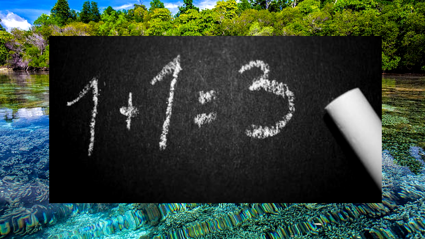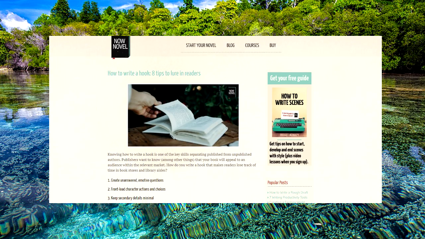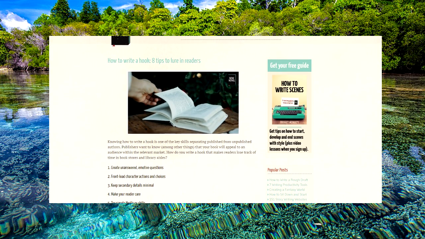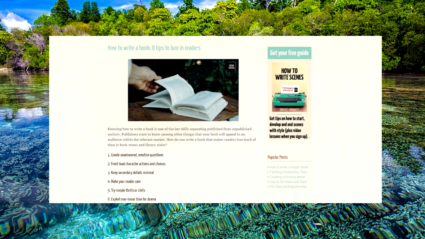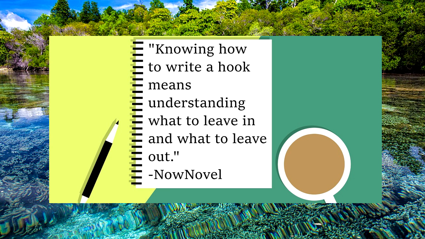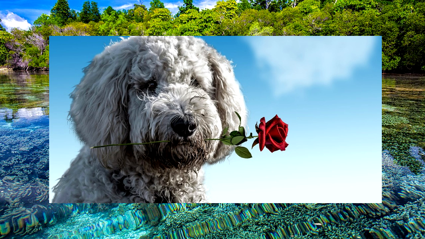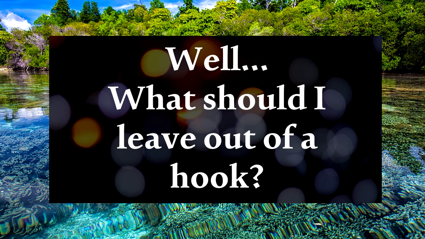So now that I've properly confused you about what a hook is, let's look at some strategies we can use when creating a good one. I like some of the strategies listed in the website Now Novel, especially their commentary on keeping secondary details minimal. In this regard, Now Novel states, "Knowing how to write a hook means understanding what to leave in and what to leave out." This begs the question, well, what should I leave out of a hook?